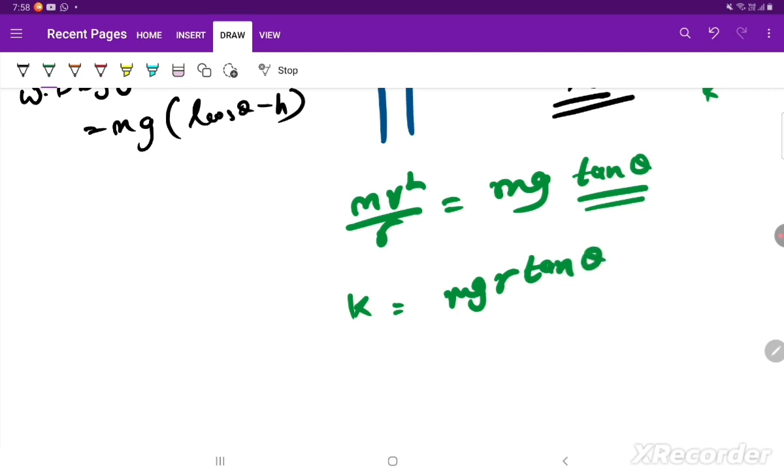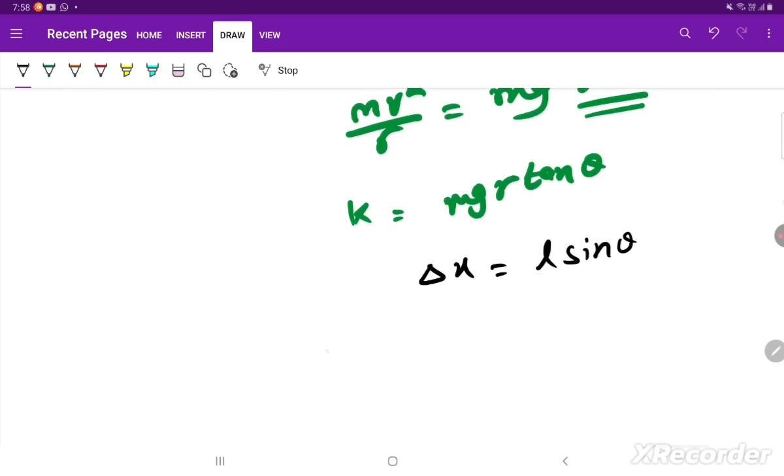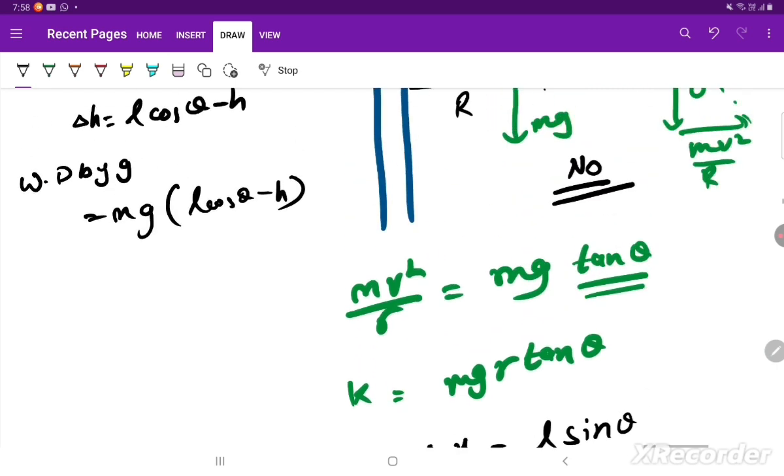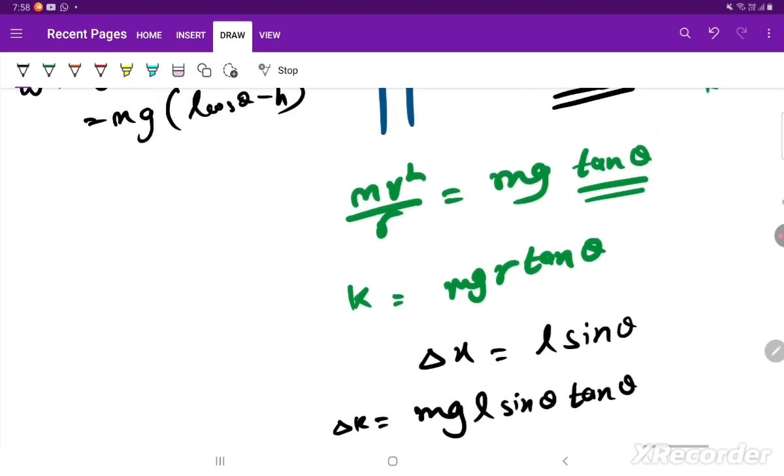Now if the ball descends by L along the direction of the string, the displacement along the x direction will be L sine theta. So delta K would be mg L sine theta tan theta, and delta K is equal to delta U. You will get this equal to mg L sine theta tan theta, right?